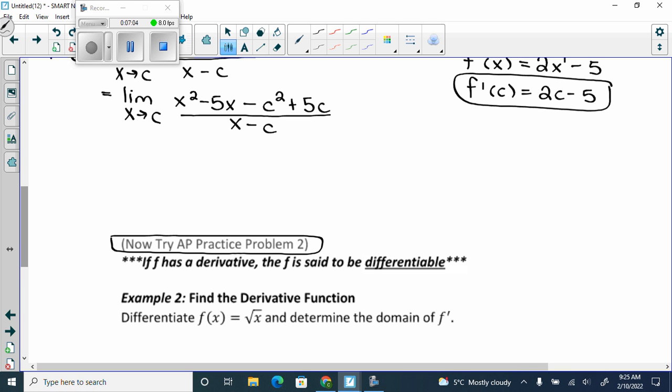If f has a derivative, then f is said to be differentiable. So a plain old polynomial, boom, boom, boom, every polynomial will be differentiable, because it needs to be continuous in order to be differentiable, and it needs to not have certain other things happening. So in order to prove that something's differentiable, it has to be continuous, and it has to not have a cusp or an asymptote, which we'll talk about in a second.